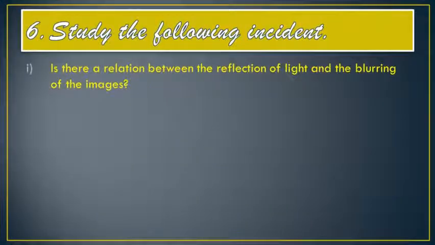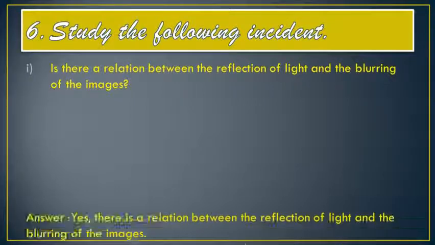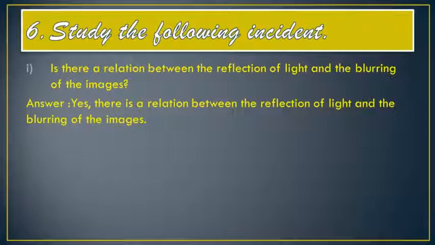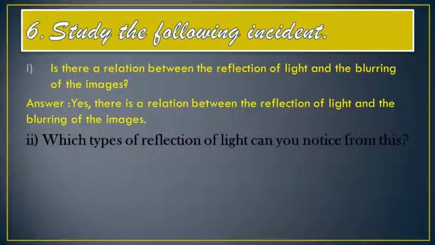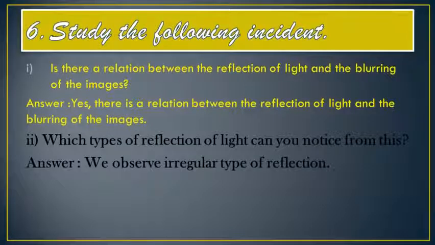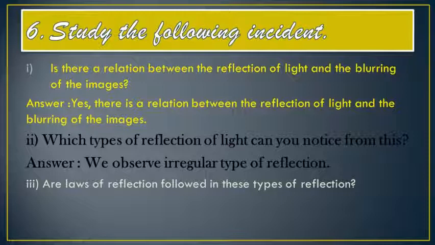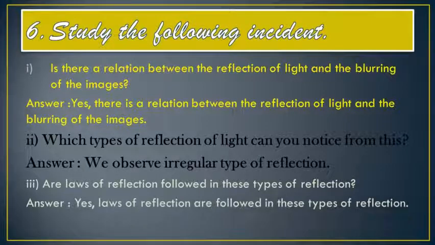So first question: is there a relation between the refraction of light and the blurring of the images? Answer, yes, there is a relation between the refraction of light and the blurring of the images. Question number 2, which type of reflection of light can you notice from this? Answer, we observe irregular type of reflection. Question number 3, are the laws of reflection followed in this type of reflection? Answer, yes, the laws of reflection are followed in this type of reflection.